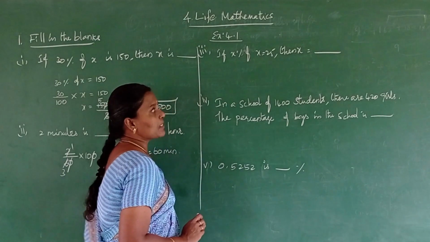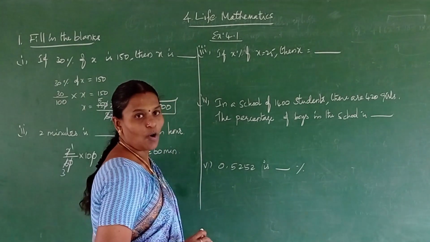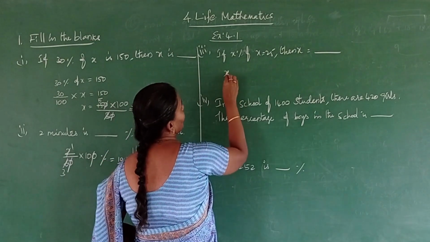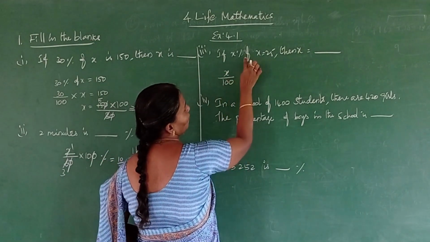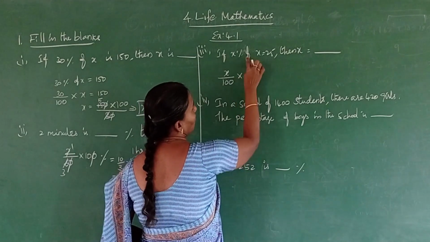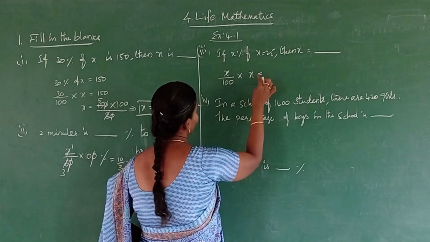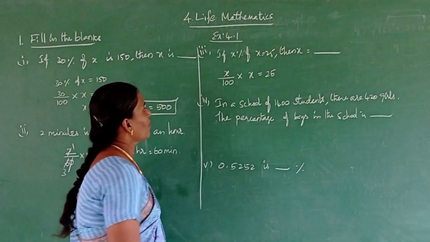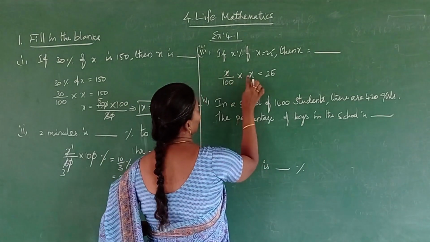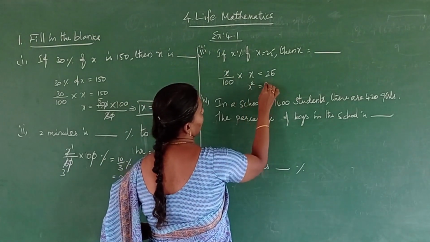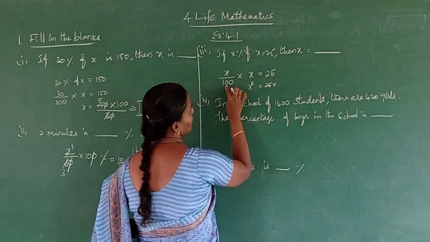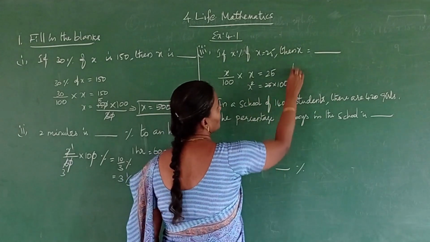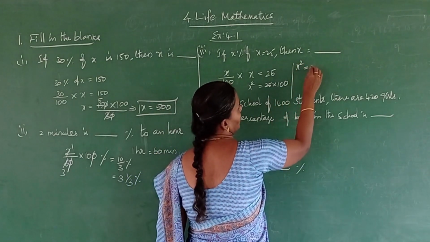If x percentage of x is equal to 25. So x percentage means what? x by 100. "Of" means multiply. The of x is equal to multiply x is equal to 25. Okay? So here see. So x into x is x square. This is equal to 25 into this 100 which to the right side that becomes multiply. So 100.